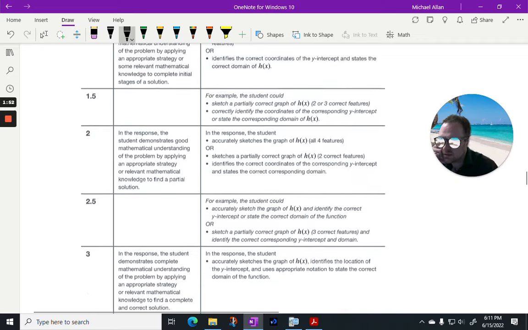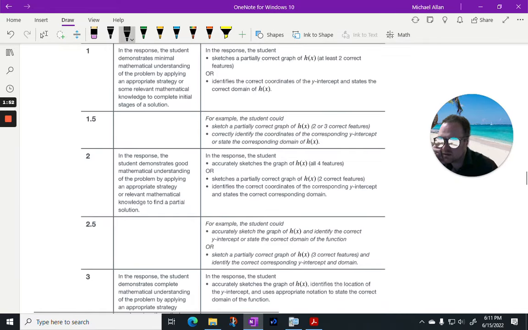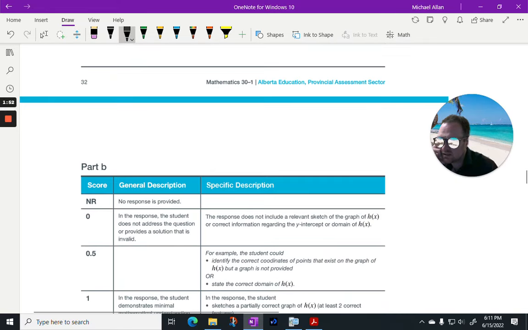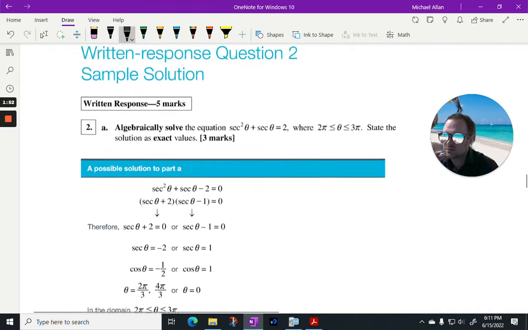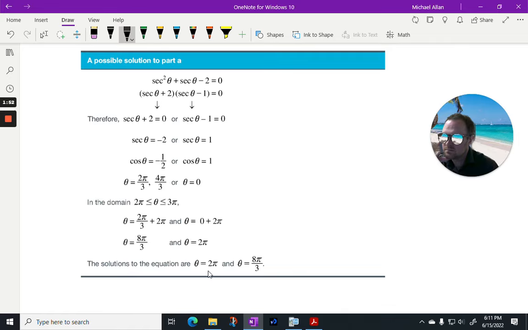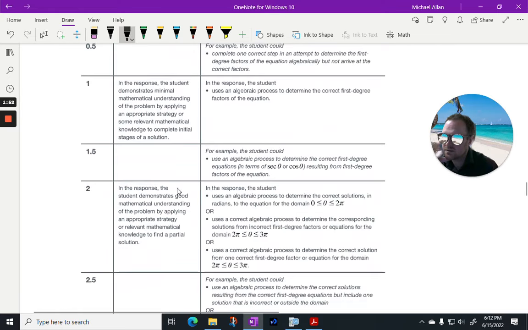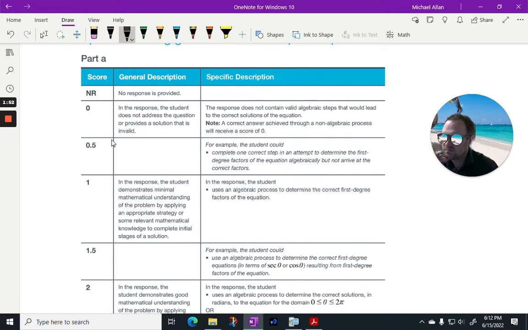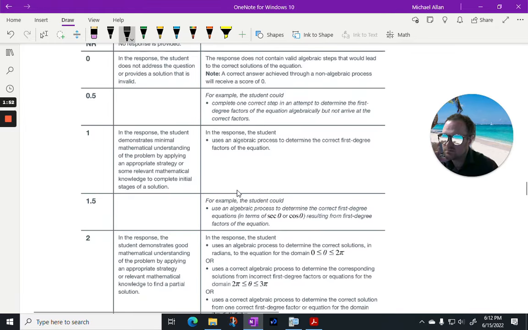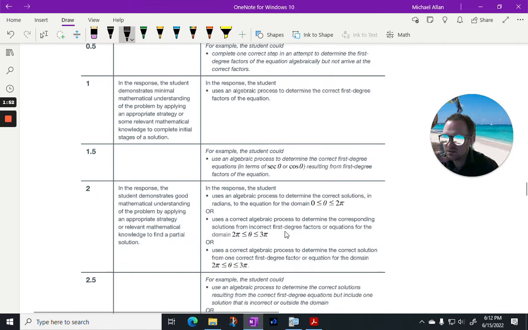There's a lot of work here. Okay, what did they do here? Accurately sketch. You might want to read through this. I'll have to read through that too. Yeah, look at that. 2 pi, 8 pi over 3. Perfect. Now, they did all their work in radians. I just want to see what they did here. Use an algebraic process to determine the correct solution in radians.